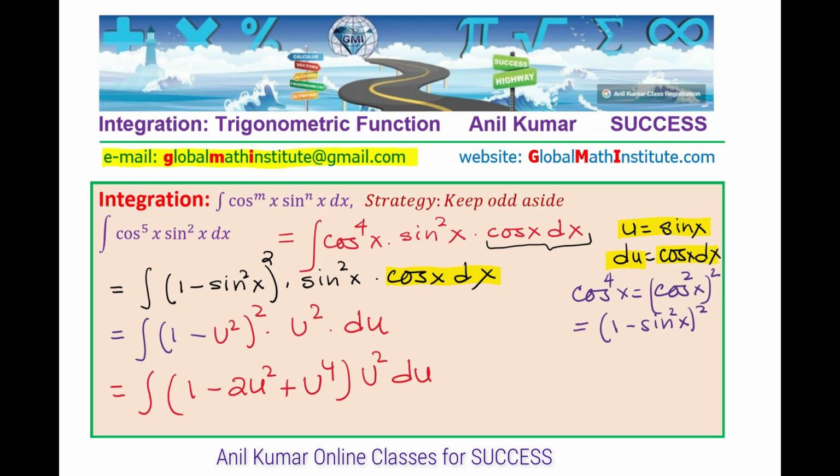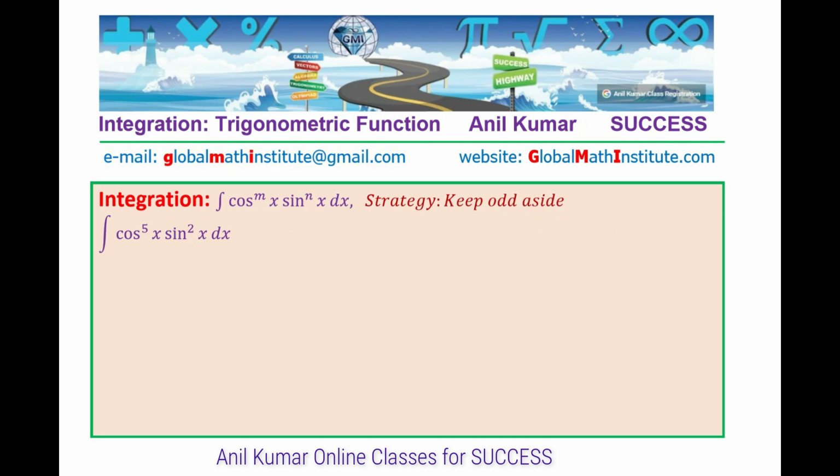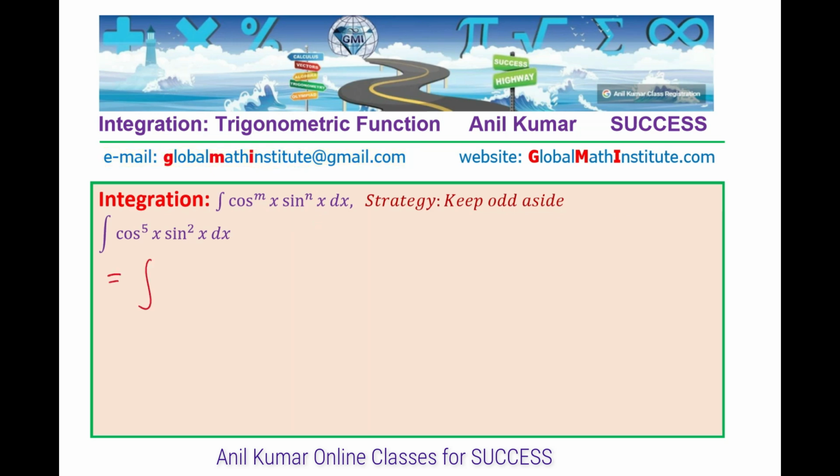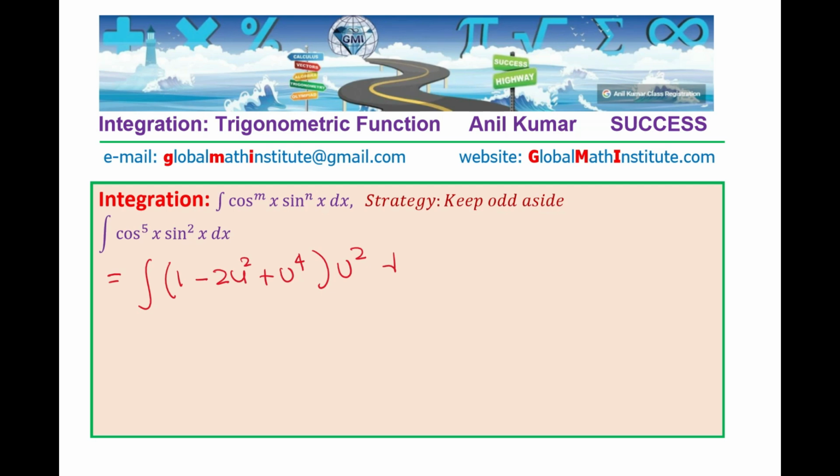So I'll take it on the next page, right? So, well, on the next page, we'll take this integral as equal to the integral of, let me just copy it from here, 1 minus u square whole square times u square, right? So which is 1 minus 2u square plus u to the power of 4 times u square du. Makes sense, correct? So that is what we have. And we did a substitution where u was the even power of sine, right? So that is what it was.